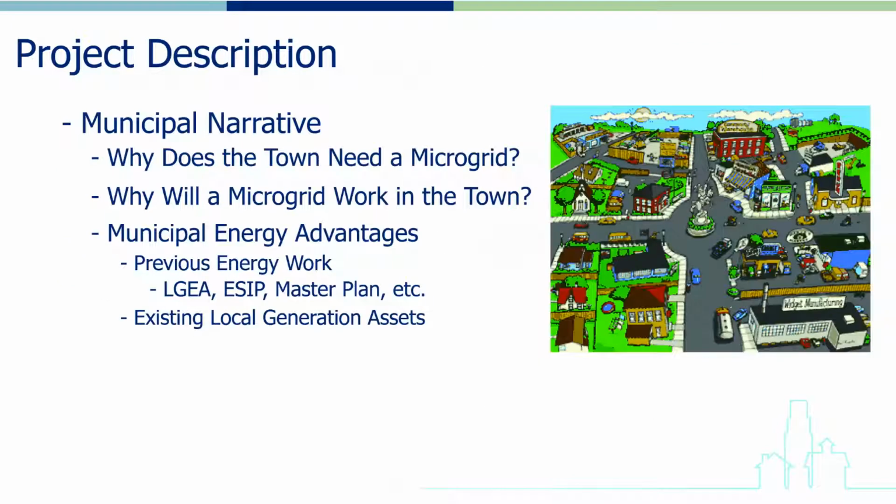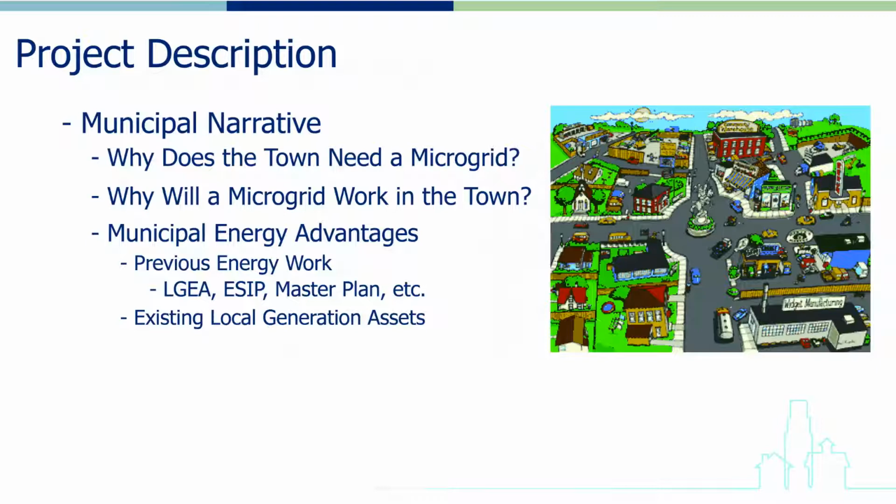The project description section should begin with an overview of the municipality and should explain why the municipality both requires a microgrid and why a microgrid will work there. The overview should also discuss any work the municipality has done with respect to improving its overall energy profile, such as any local government energy audits that have been conducted, any energy efficiency upgrade work that may have been performed, whether any energy savings improvement plan projects have been implemented, the status of the municipality's energy master plan, etc.